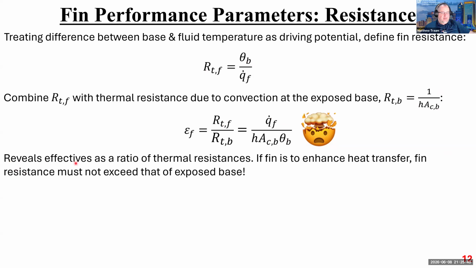So I say here, it reveals effectiveness as a ratio of thermal resistances. If the fin is to enhance heat transfer, the fin resistance must not exceed that of the exposed base, right? So obviously, if you take this ratio and you end up with a value less than one, the fin is not helping you. It's actually hurting you because it's impeding heat transfer out of a surface that otherwise would have been free to convect heat away, right? So you definitely want this number to be bigger than one.